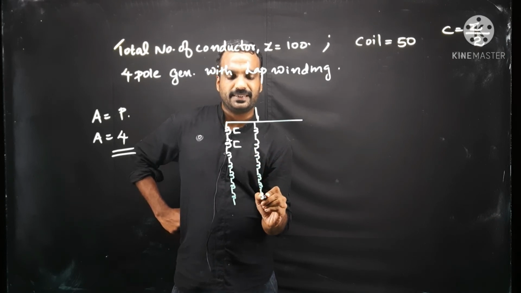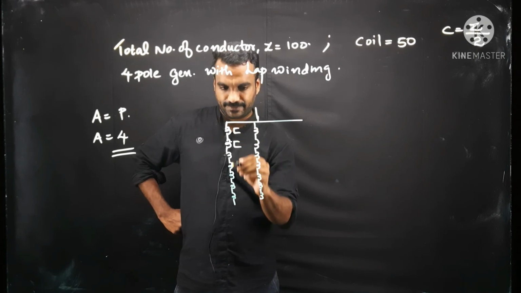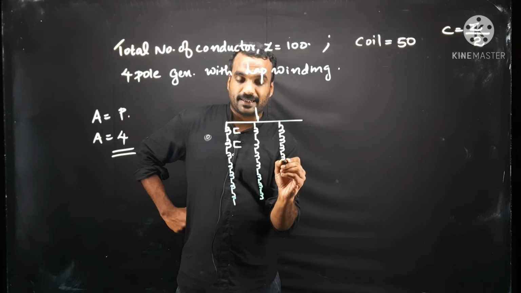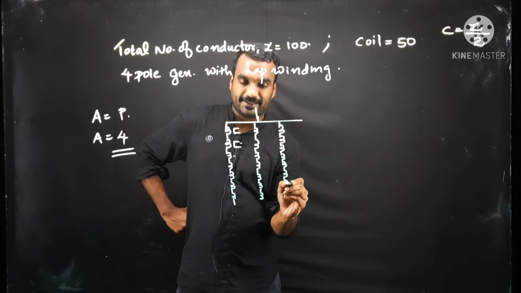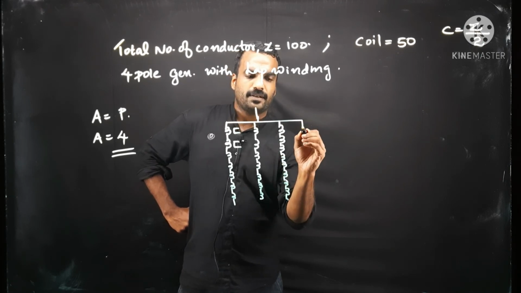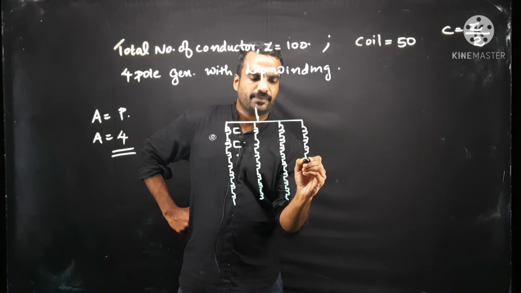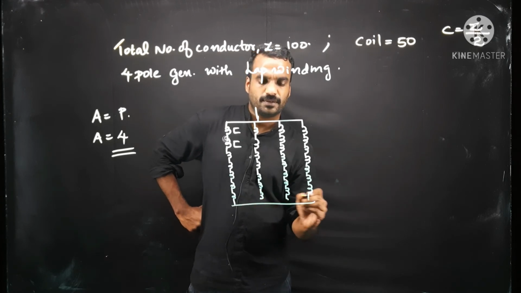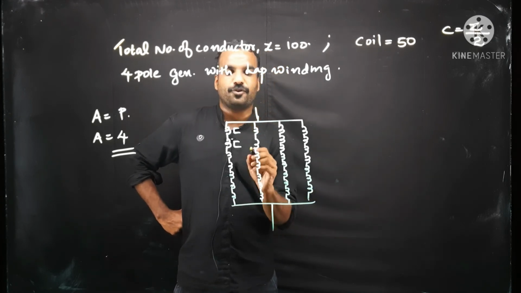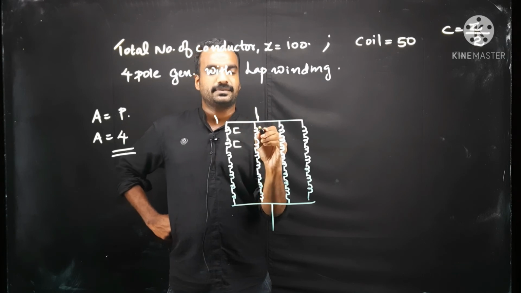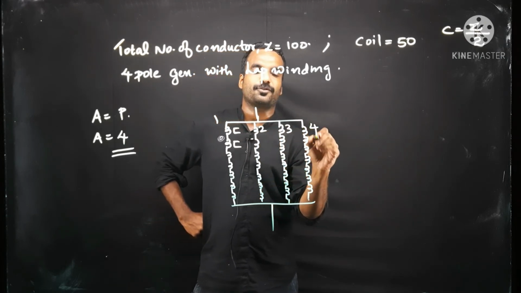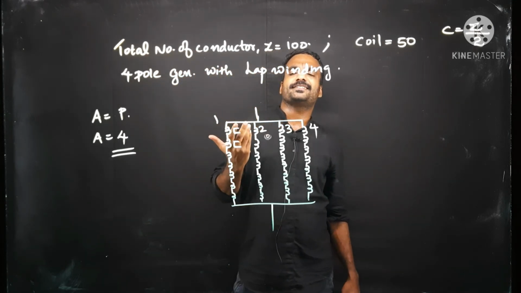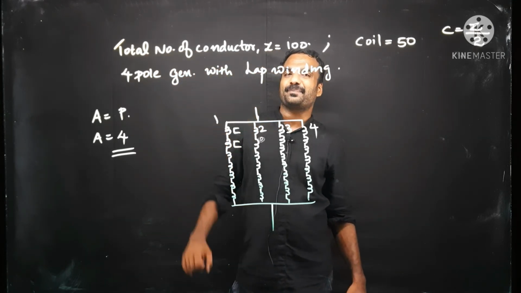And we can simply see these conductors are connected in series. Inside a parallel path, the conductors are connected in series. That is the concept. This is not the exact number I am drawing. I am just demonstrating it. So we have 4 parallel paths: first, second, third, fourth. Can you guess how many conductors will be inside each parallel path?